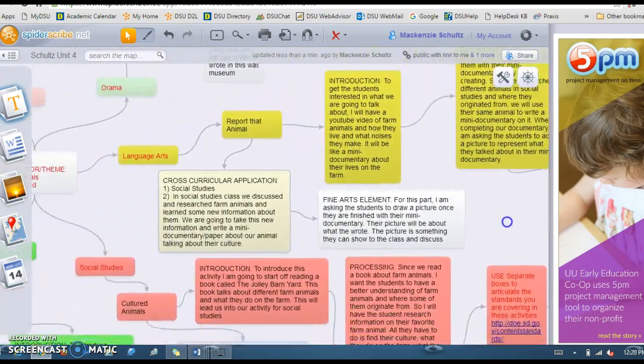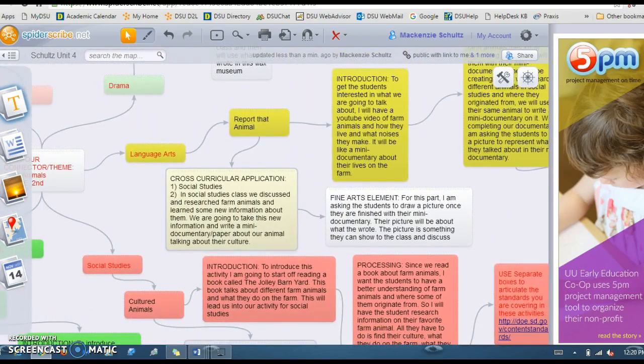And then my cross-curricular application would be social studies. So we talked about researching farm animals and learning some new information about them. So now we're going to take that information we learned in social studies and we're going to make a mini documentary in our language arts class.